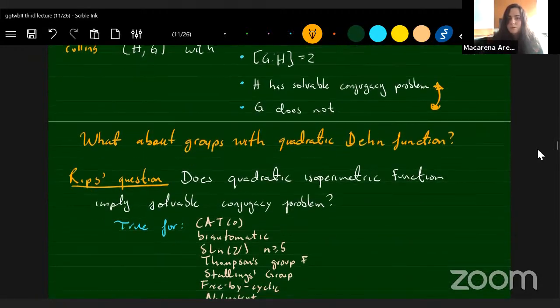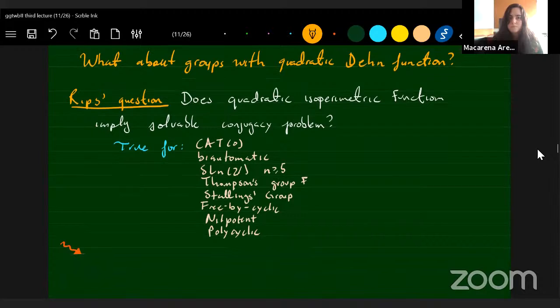So what happens with groups that have a quadratic Dehn function? Maybe in that setting, things are nice. So Rips asked the question in 1994 whether having a quadratic isoperimetric function implied that the group had a solvable conjugacy problem. And this seems like a very reasonable thing to ask, because pretty much every single class of groups we know that has a quadratic isoperimetric function also has a solvable conjugacy problem.